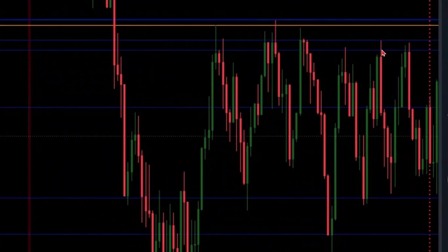So now we already had one position taken out. So now we got 2 positions left, right? Yeah, 2. Okay, so where do you think we should get out on these next 2 positions?